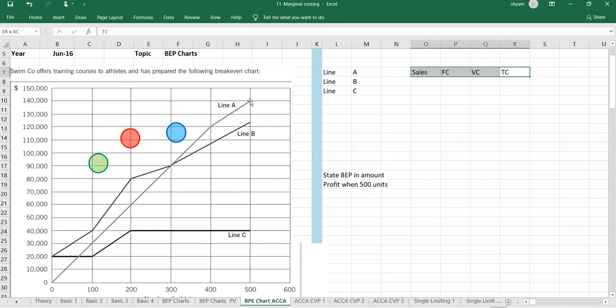Unless you know how a number functions, you will never know which line is what. So line A can be variable cost or sales because it starts from here. Mostly I think it cannot be a variable cost. Why? Because it is told that it is a break-even chart. In a break-even chart, definitely you will have a sales line, fixed cost line, and total cost line. In a BEP chart, you will not get a variable cost line.